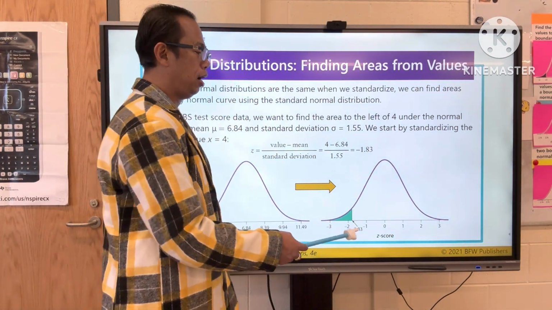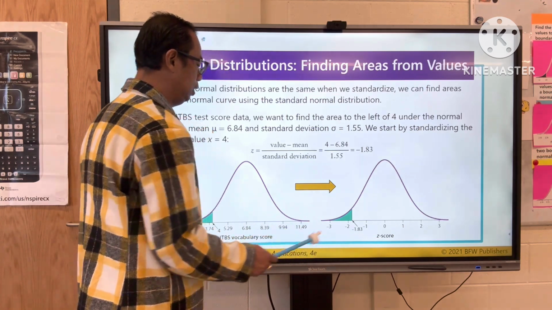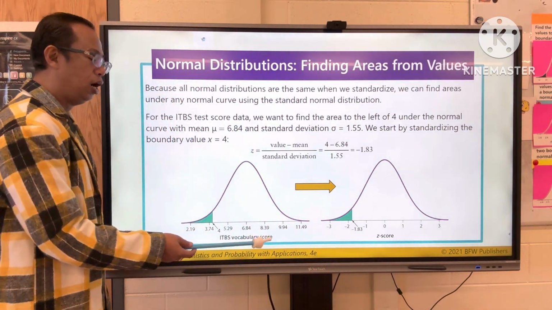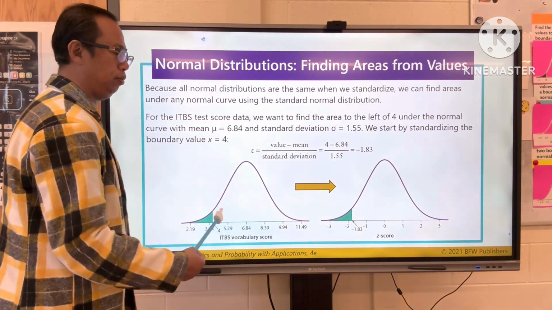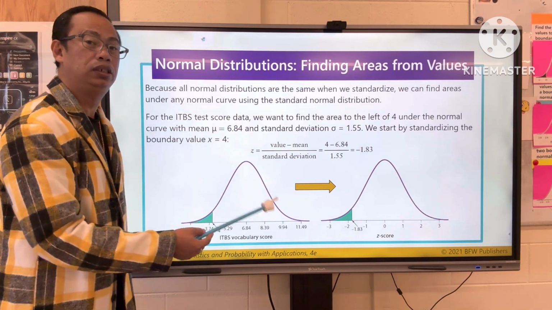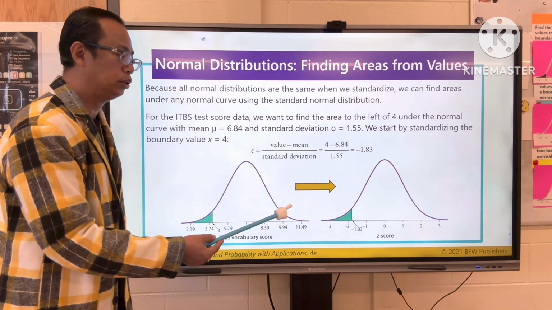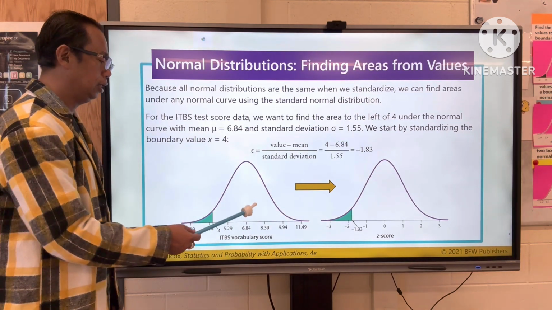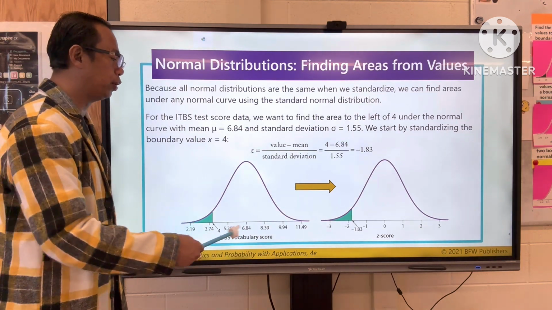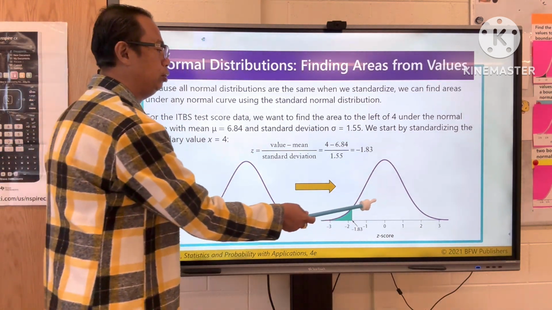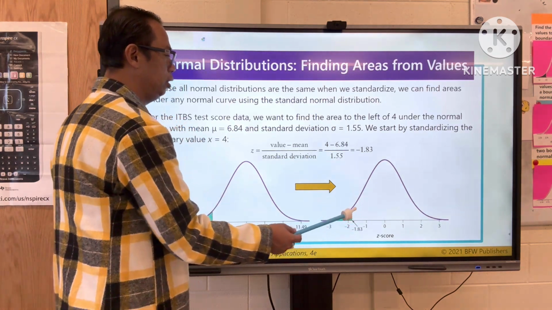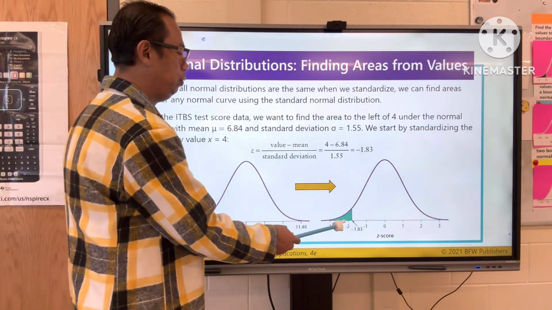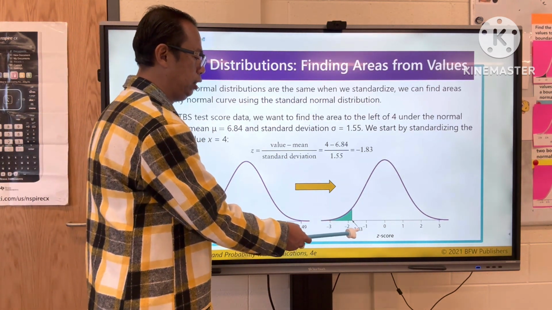Don't forget that this is standardized, this is unstandardized. Obviously, they are the same, no? So, these two are the same. Don't be confused, huh? This one is standardized, this is unstandardized. Meaning to say, we use the raw score here on the left side, and then we use the z-score on the right side. Okay? So, you see, we got negative 1.83.